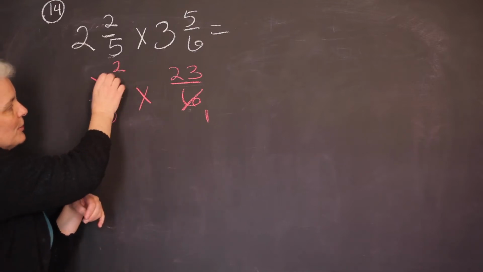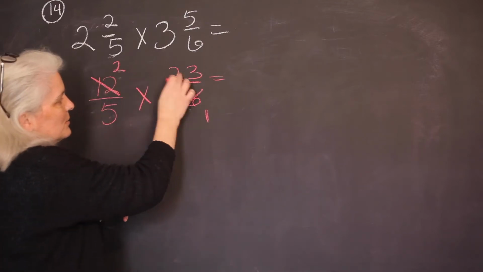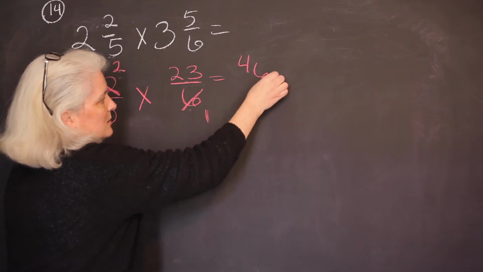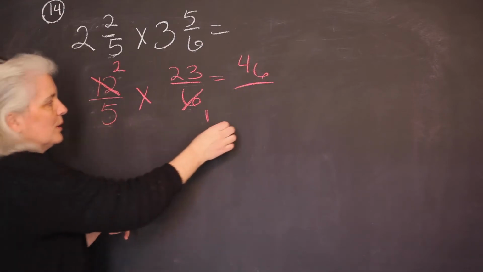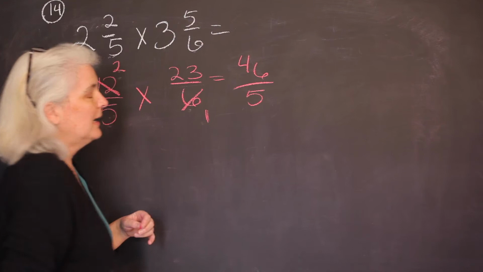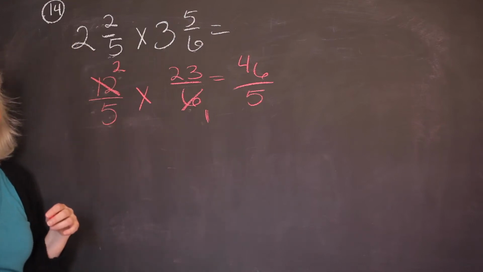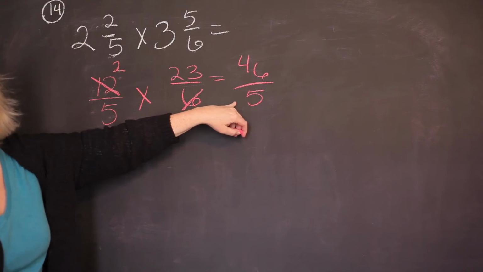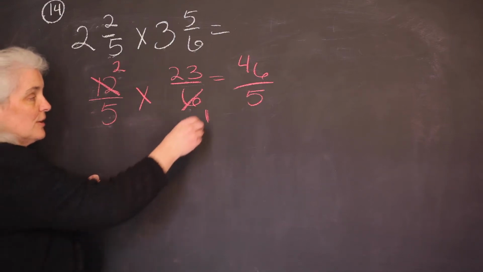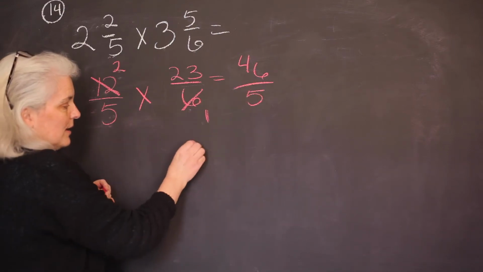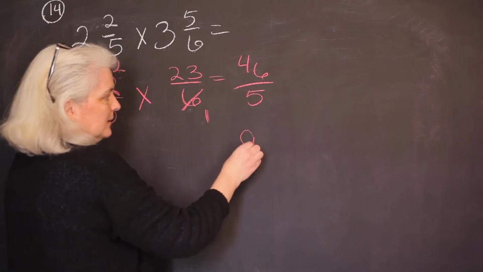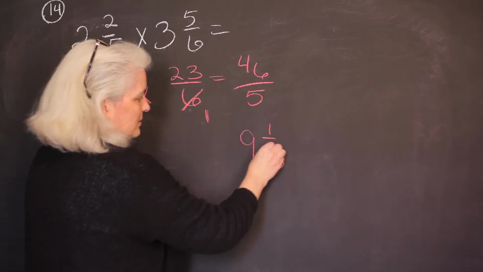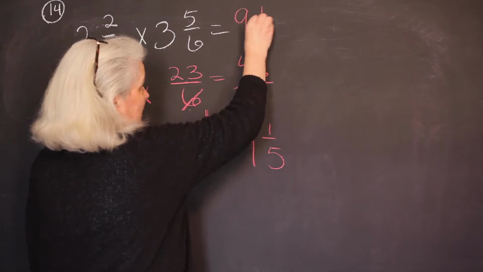So I multiply the numerators. 2 times 23 is 46. 5 times 1 is 5. And now I'm supposed to write this in simplest form. 46 in the numerator is larger than the denominator of 5. So I can say, well, 5 times 9 is 45. So that means this is 9 and 1/5. So my answer would be 9 and 1/5.